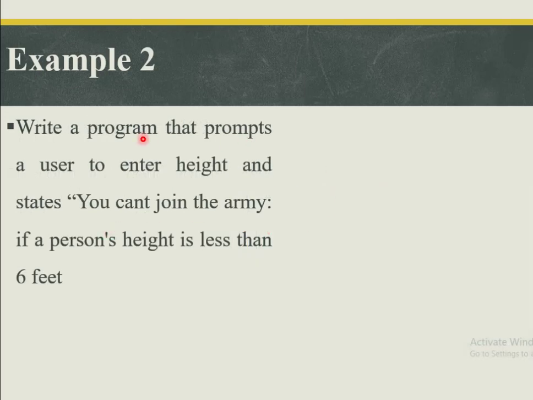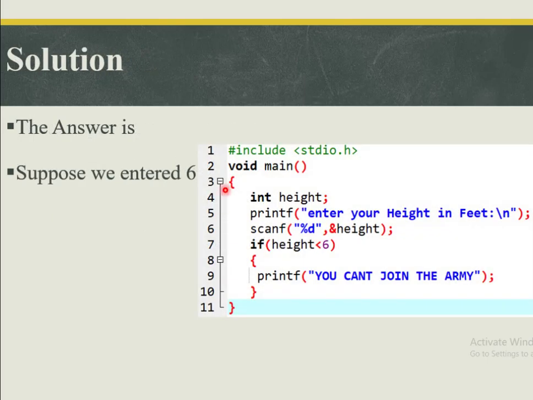A program for you to try out: write a program that prompts a user to enter the height, and it should state you can't join the army if the person's height is less than 6 feet. Try that program on the side. And this is the answer.